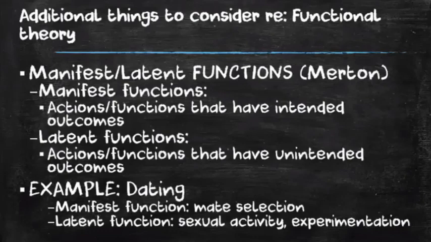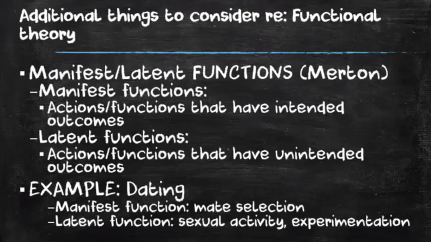Another thing to consider when we're talking about functional theory or structural functionalism is the idea of manifest and latent functions. And this comes from Robert Merton, and he didn't actually develop this idea until the mid-1900s. But he said, you know, even if we're thinking about how the components of society are functioning, we should also recognize that those functions might be important for some people and they might be different for other people. And so he came up with this idea of manifest and latent functions.